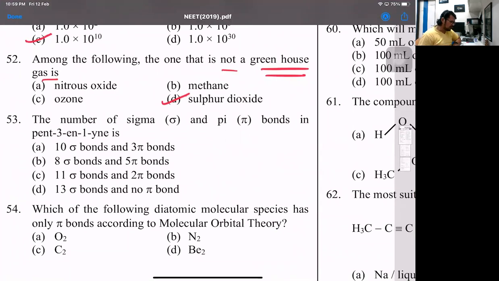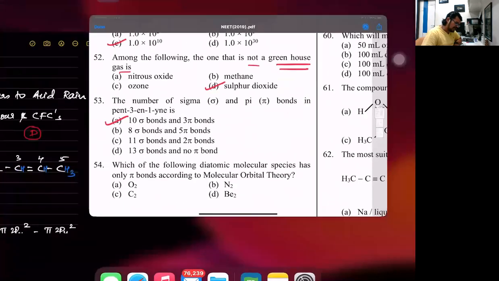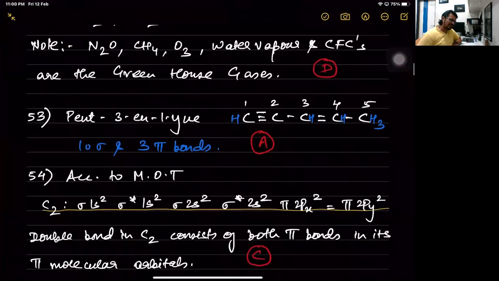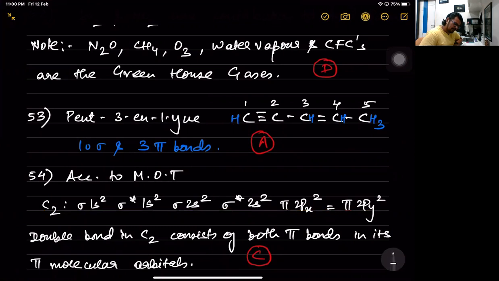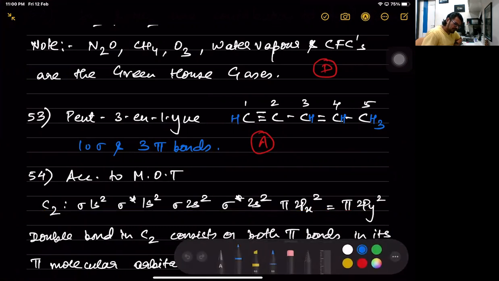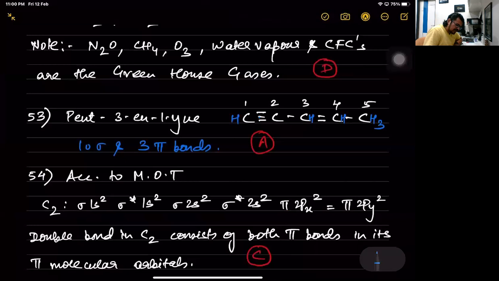Then 53, number of sigma and pi bonds in pent-3-ene-1-yne, just the normal structure. Now this, if you do it normally, the answer is A, which is nothing but 10 sigma bonds and 3 pi bonds. So look at that. 53rd one, pent-3-ene-1-yne. So just count the sigma bonds, what I've written in blue over there, 1 H. Then you can have one more. Single bond over there, that's 1 sigma. Again a sigma, again a sigma, then an H and a sigma again. So there are basically 10 sigma bonds and 3 pi bonds. So 53 is A.